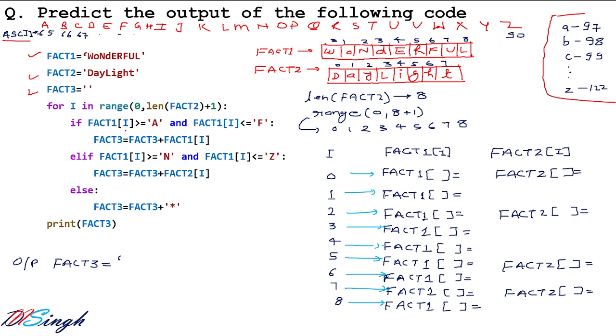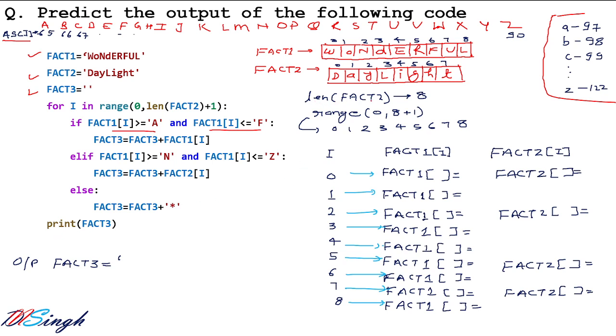And here we are comparing two letters. Whenever you compare two letters, their corresponding ASCII values are compared. So for fact1 of I, the value at that index will be compared with the ASCII value of A, and if it is greater than or equal to, then this condition is satisfied, otherwise it is not.